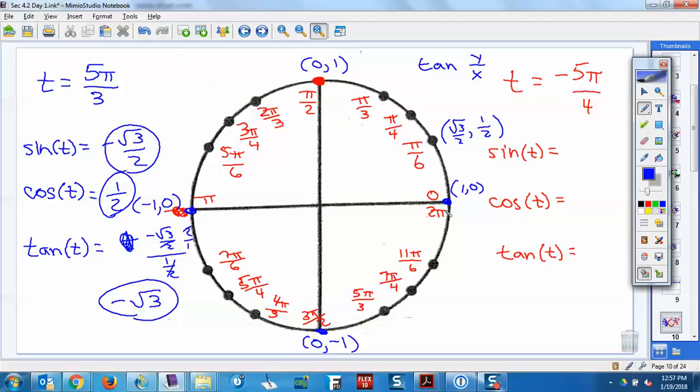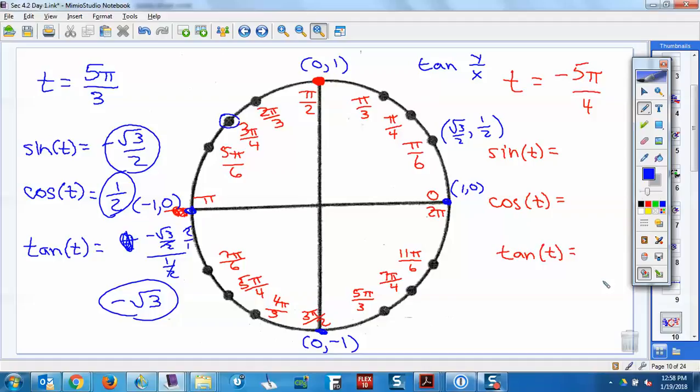Negative 5 pi fourths. Now, where would that be? Now you have to think a little bit. Negative 5 pi fourths. You go this way, that'd be negative 4 pi fourths would be here. That's negative pi. How much farther do I have to go? Right to there. That is going to be negative 5 pi fourths, right there. So whatever those points are, take the y for sine, take the x for cosine, and then y divided by x is the tangent. That's all you got to do.